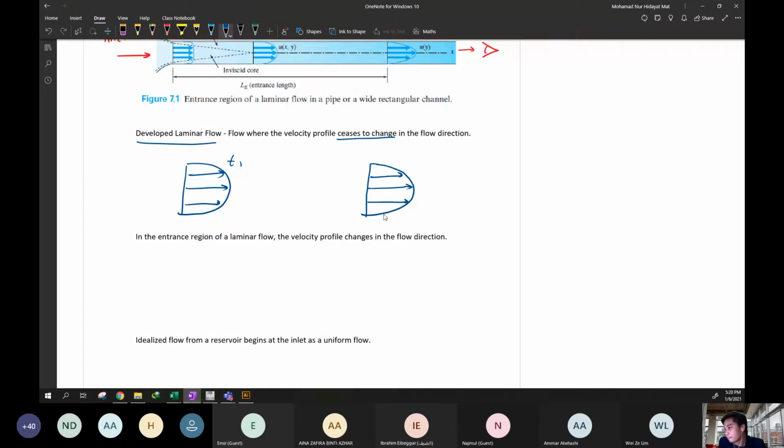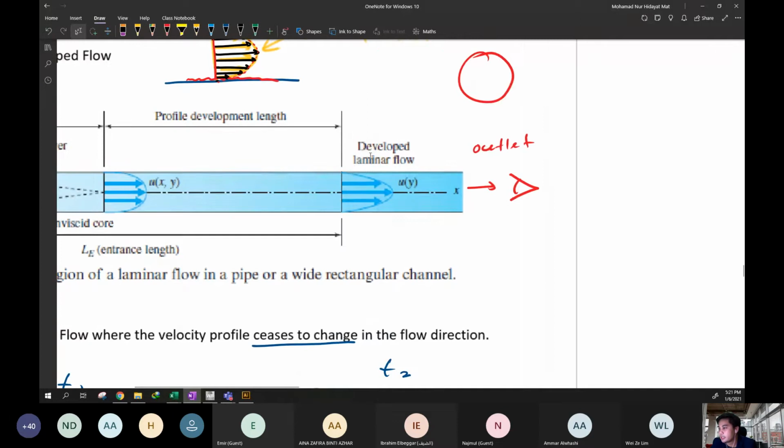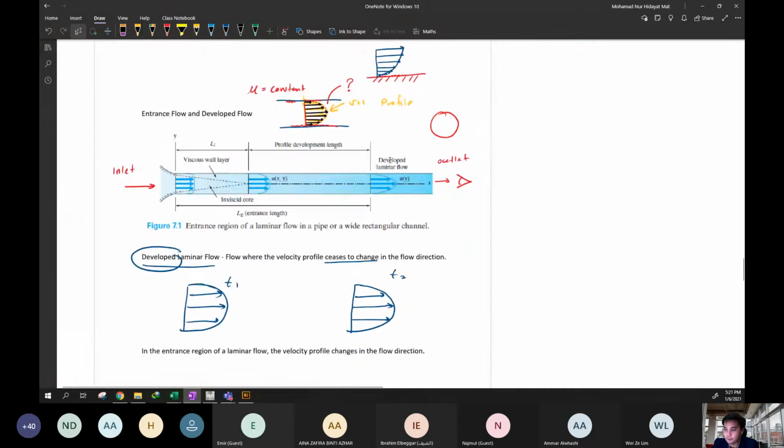That means the same in terms of the velocity magnitude and the direction. This is time 2. You can see this profile will not change when this is considered fully developed. It is 100% matured. You can see here, developed laminar flow, this is the profile. Away from this, the pipe is also the same. It ceases to change and will not change at all when this is considered developed laminar flow.